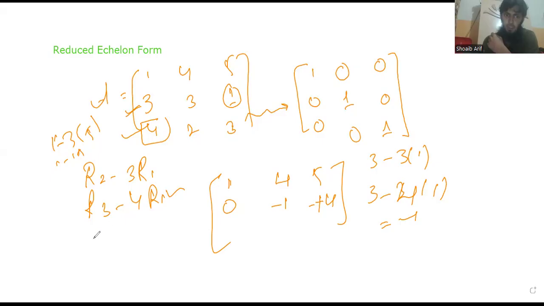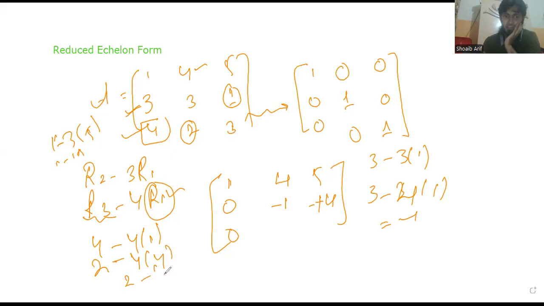In the place of R3, we will substitute 4 minus 4R1. What is the value of R1? We will substitute 1, because the top of 4 is equal to 1. So 4 minus 4, we will substitute 0. Next, 2 minus 4 times, in the place of R1 it is equal to 4. So 4 4s are 16, 2 minus 16 is equal to minus 14. So we will substitute minus 14.